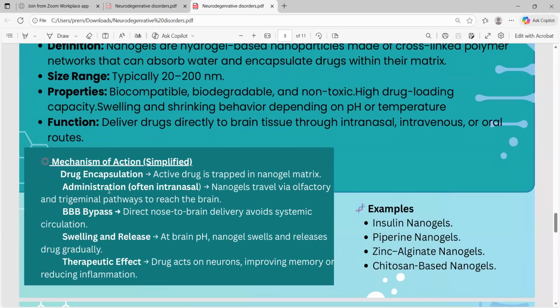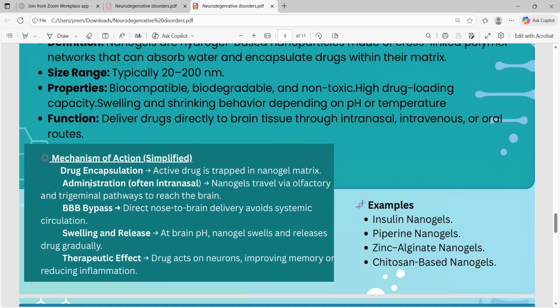The mechanism of this is drug encapsulation. The active drug is trapped in the nanogel matrix. Administration of nanogels is via olfactory and trigeminal pathways to reach the brain.